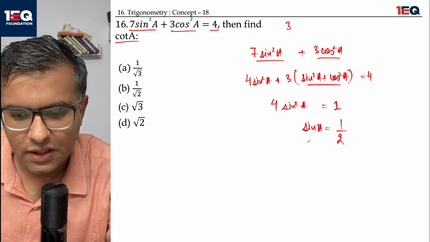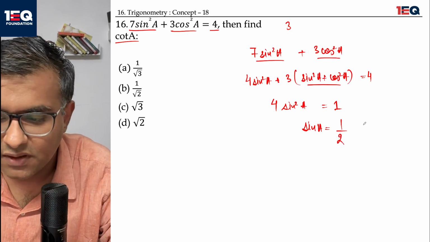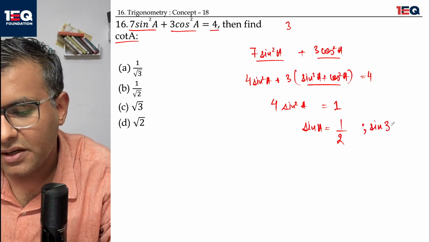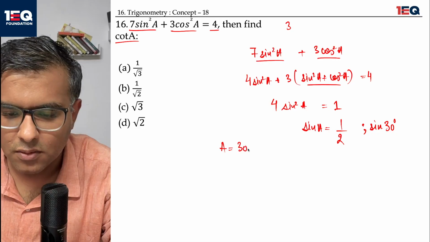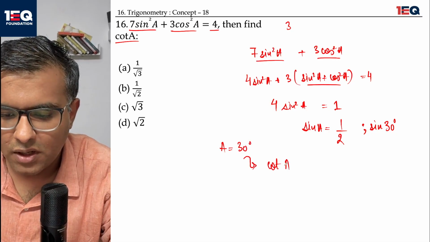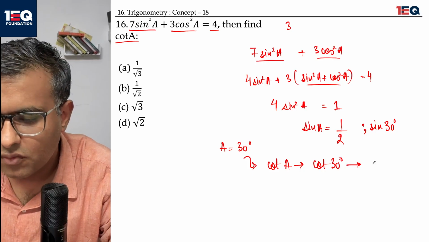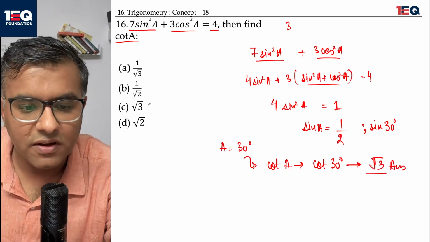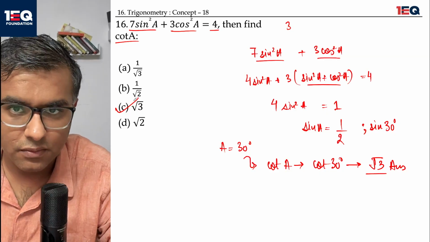We need to find out the value of cot A. If the value of sin A is half, that means we are talking about sin 30 degrees here. That means the value of A is 30 degrees. If A is 30 degrees, cot 30 degrees would give me root 3 as my answer. So this was something I was looking for.